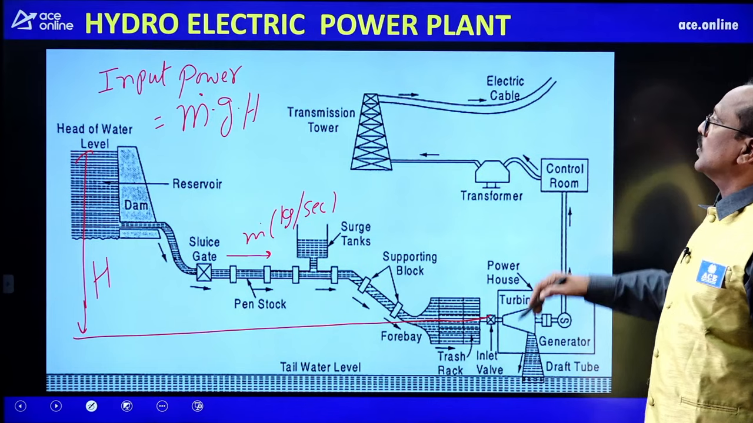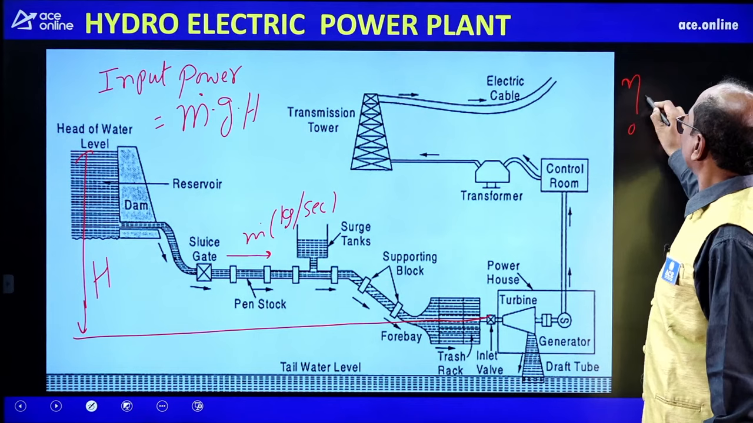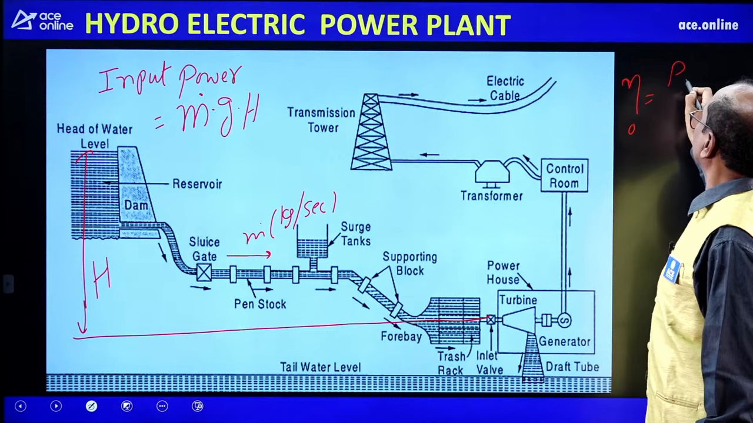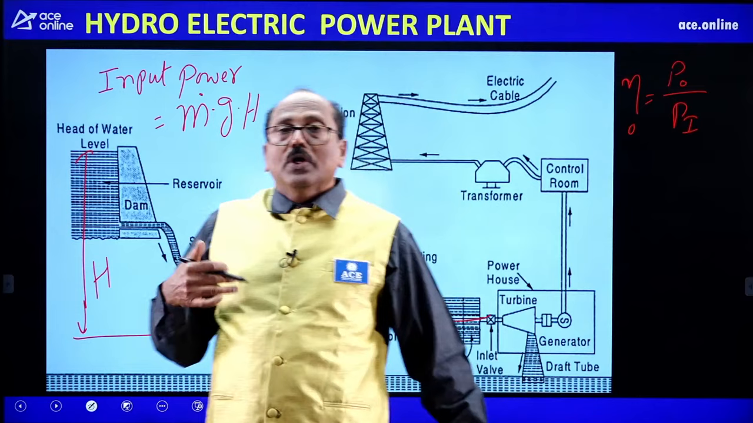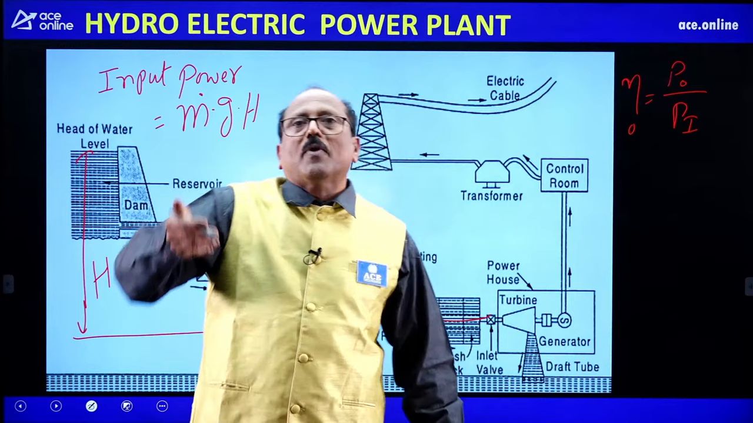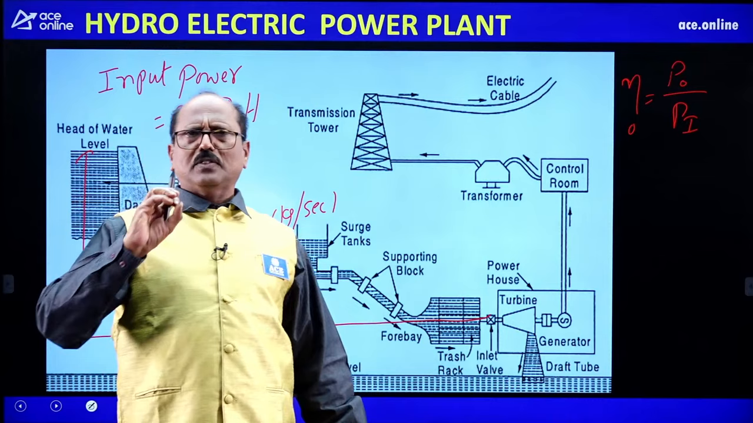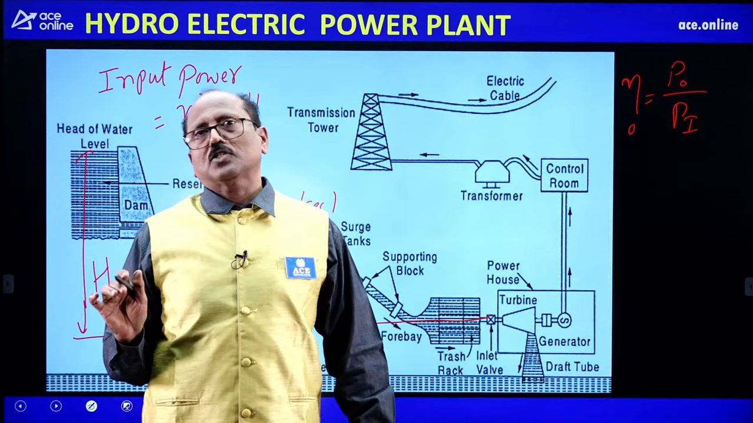So, in order to get the overall efficiency, output power is, say, electrical power or shaft power, whatever it is, and input power is hydro power. If we have cheap input power, the cost of power generation is low, definitely. So, solar is cheap, no doubt cheap, but mass production is not possible.